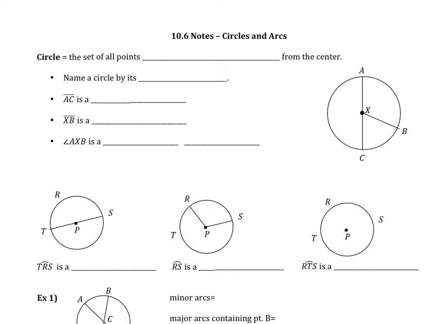Hello all, this is 10.6, which is dealing with circles and arcs, and we're just going to jump on in. First thing you need to know is what a circle is, and a circle is the set of all points that is equidistant from the center. Keep in mind as you're taking notes on this that you can pause me if you need to. The set of all points that's equidistant from the center.